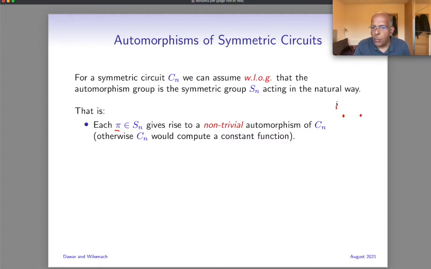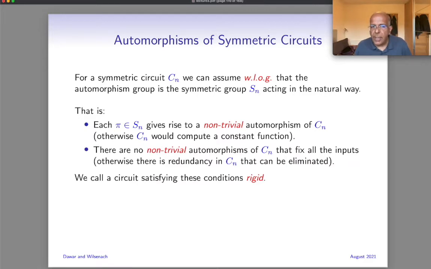that for some i, i and pi i are actually the same input gate of Cn, where pi i is not equal to i. And if that's the case, then by symmetry all the gates are equal, and you can show that the circuit then just computes a constant function. Secondly, there are no non-trivial automorphisms of Cn that fix all the inputs, because if that's the case, then there's redundancy in Cn that can be eliminated. So we can assume without loss of generality that the circuit is what we call rigid.